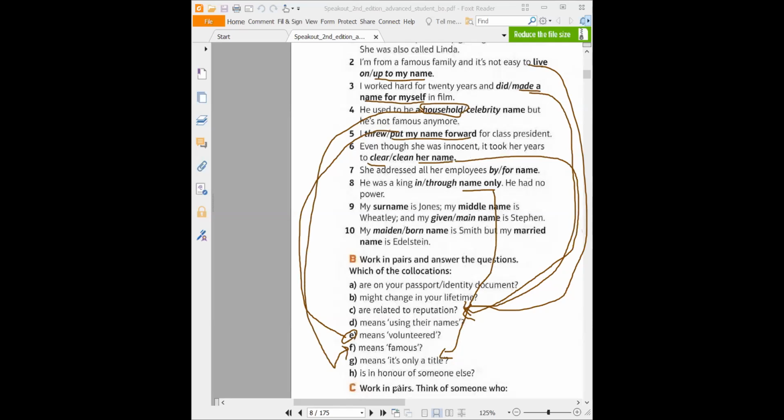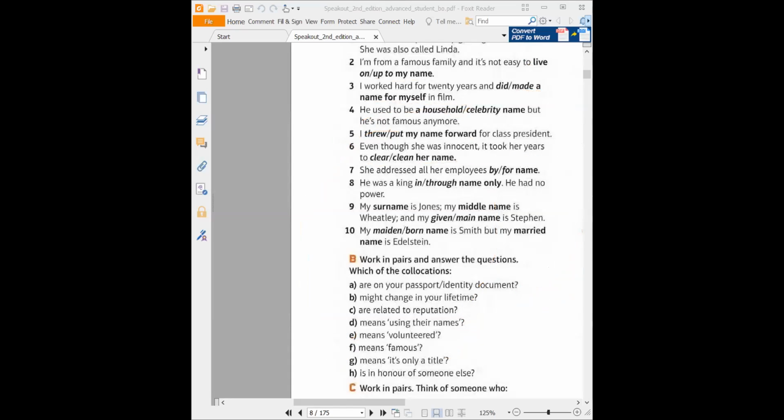Okay. What about in honor of someone else? For example, you do this for your grandmother. You honor her by taking her name. Name after someone. To name after someone. Thank you very much. That was really good and enjoyable.